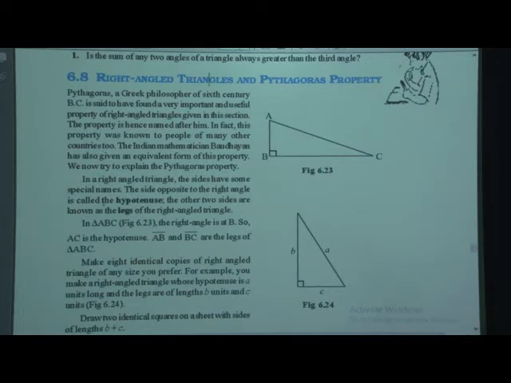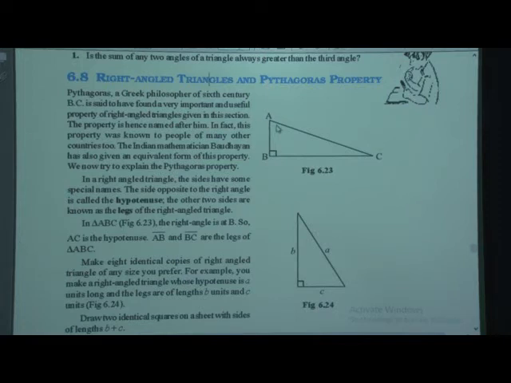Now we will see the steps of the Pythagoras property in a right angle triangle. In a right angle triangle, the sides have some special names. The side opposite to the right angle is called the hypotenuse. The other two sides are known as the legs of the right angle triangle.